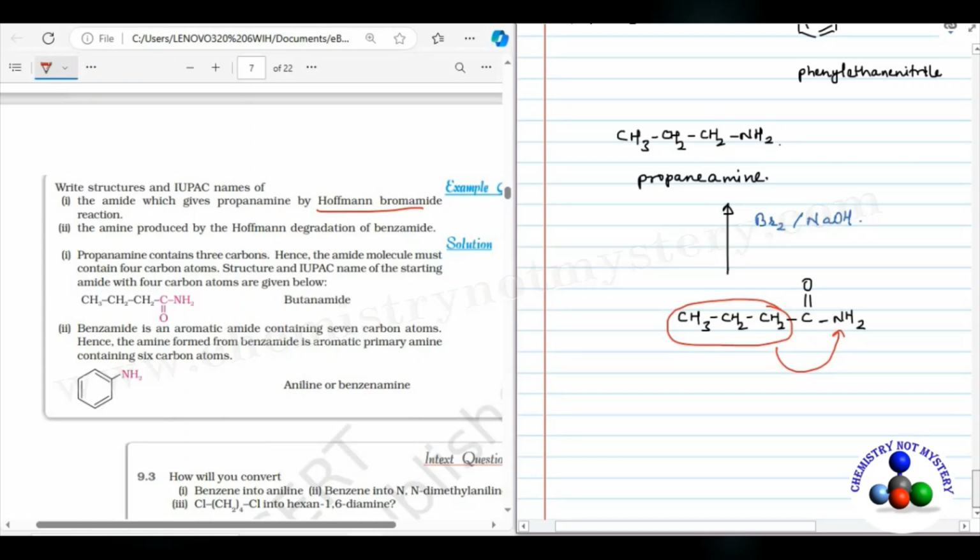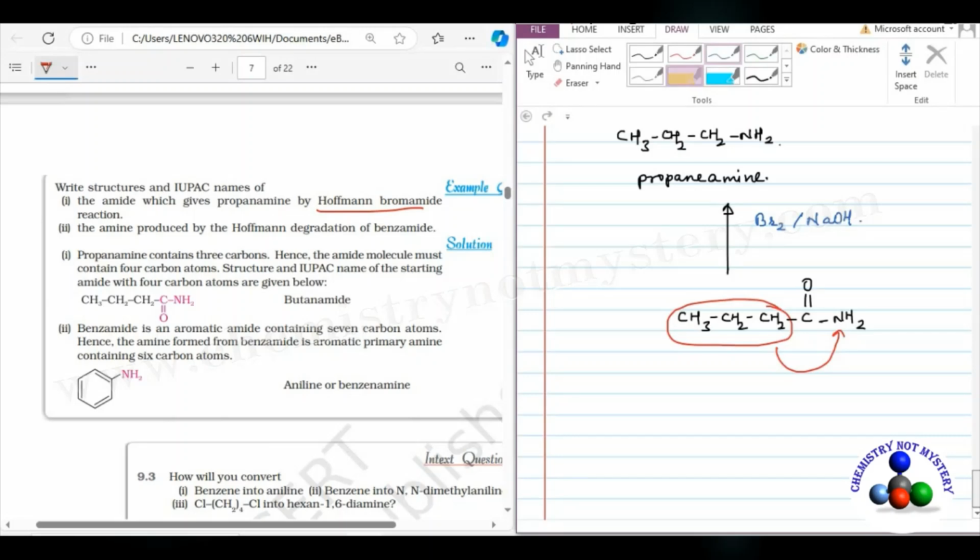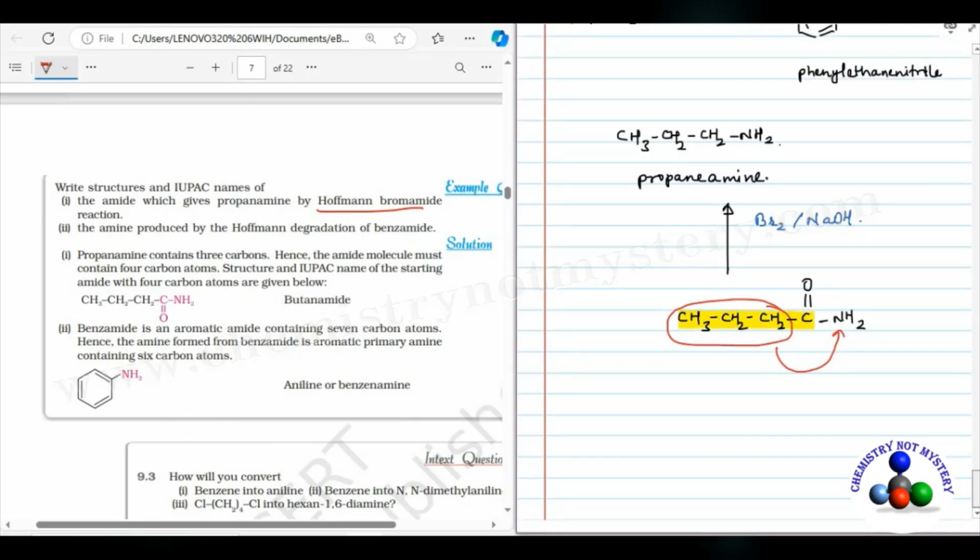Now write the name of this molecule. First of all select the longest carbon chain. There is 4 carbon long chain. So the name of this amide will be butanamide. So propanamine can be prepared from butanamide by Hoffmann bromamide degradation reaction.